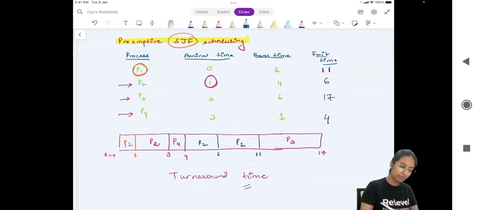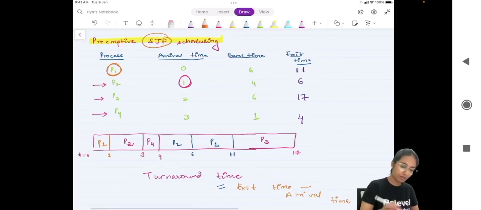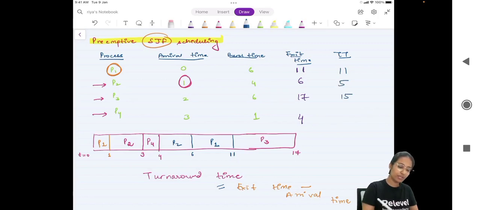The formula for the turnaround time is exit time minus the arrival time, correct? So here turnaround time will be exit minus arrival, which is 11, 6 minus 1 is 5, 17 minus 2 is 15, and 4 minus 3 is 1, correct?